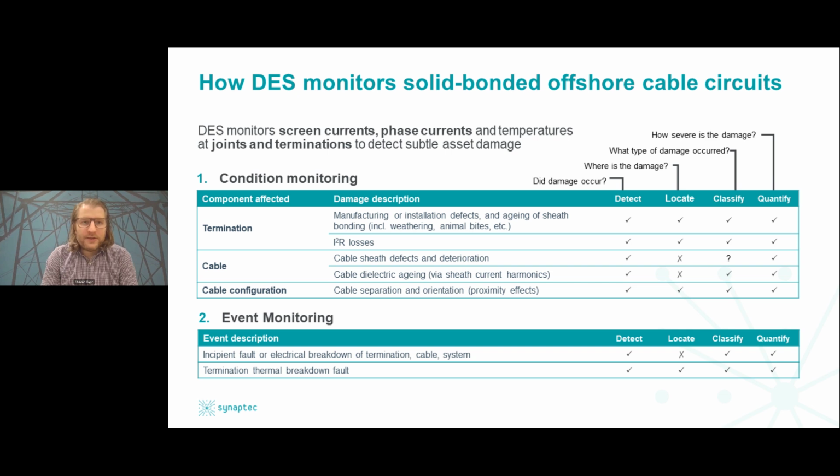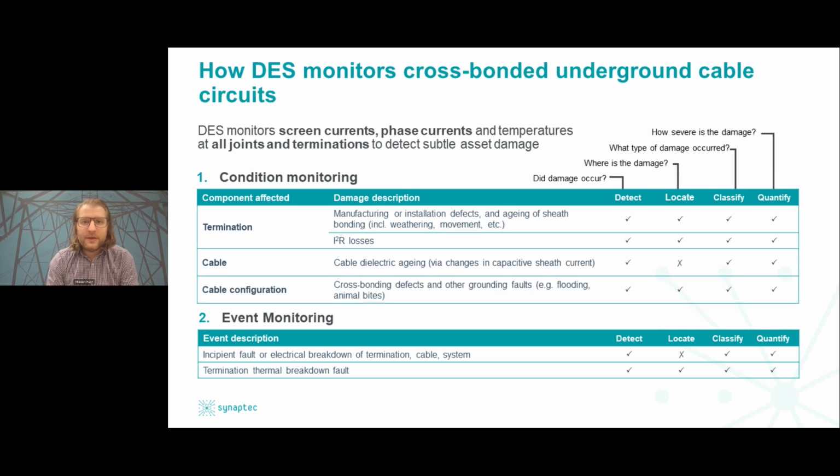On this slide, this is focused on the offshore wind context, where typically solid bonding is used for grounding, the earthing scheme on that system. So I won't go through this in much detail. The summary here is that there are various discrete failure modes or damage modes that we can detect and do useful things with, with the discrete monitoring.